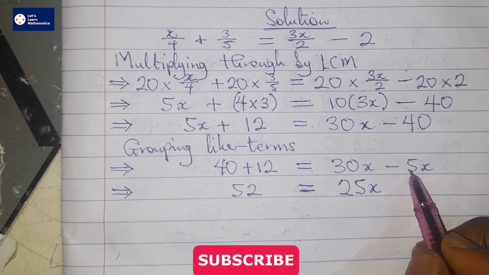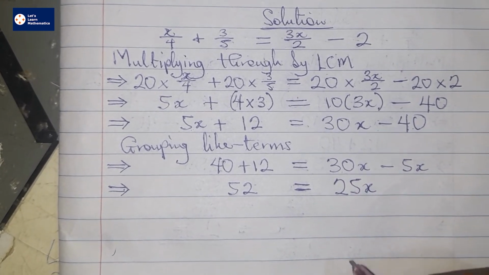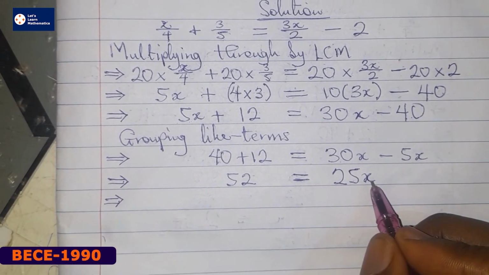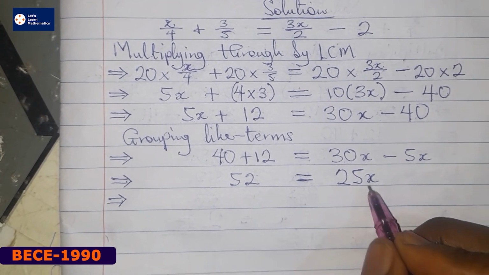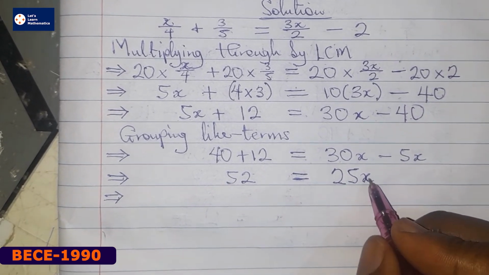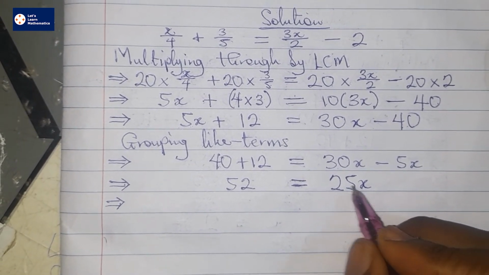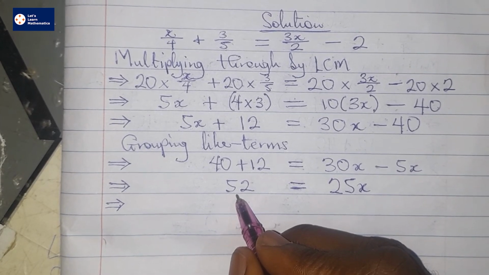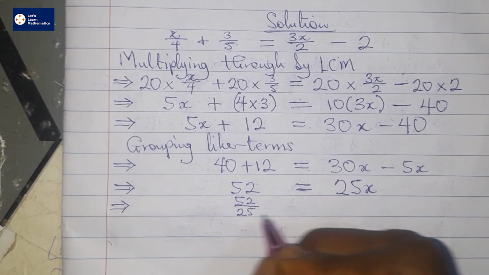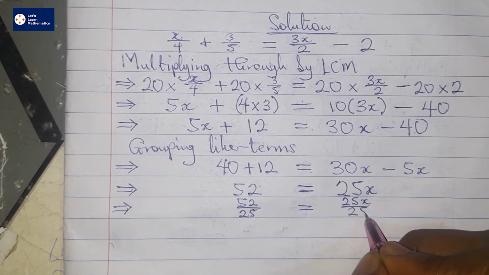You are just subtracting 5 from 30, then your x is common to each of them, so you just write your x here. Now we are looking for x. This is called a coefficient, and this is my variable. So if I want the variable, I have to divide both sides of the equal to sign by the coefficient of x, and the coefficient of x is 25. So we have to divide the right hand side by 25 and divide the left hand side also by 25. So I'm dividing 52 by 25, and I'm dividing 25x also by 25.